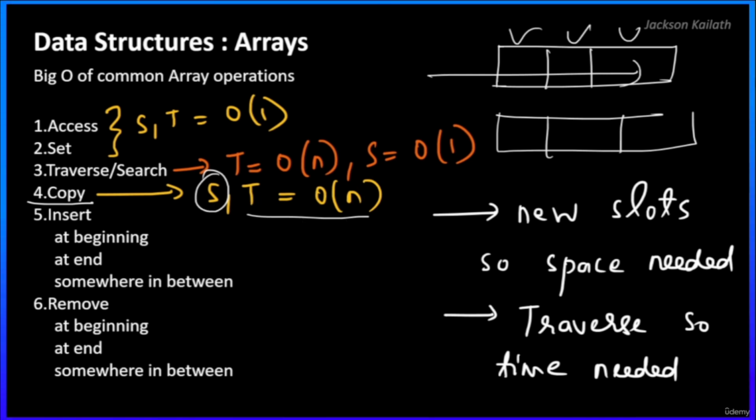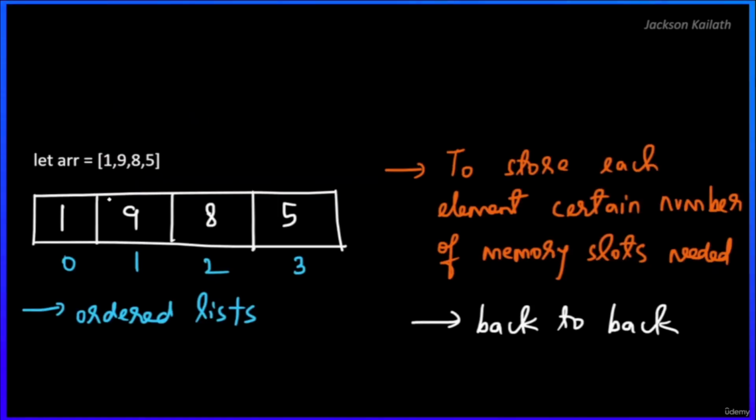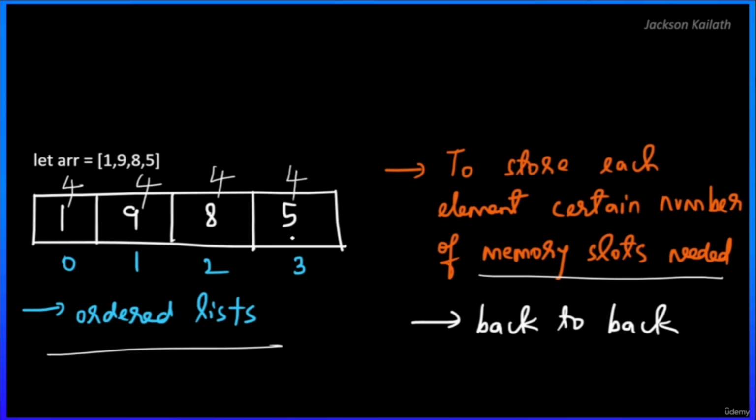Now let's proceed. Before we go ahead and look at inserting elements into an array at different positions, let's take a quick look at how an array is stored in memory. Now let's say this is the array which is given to us again, and we know an array is an ordered list. So we have 0, 1, 2 and 3 as the indices for this array. Now to store each element, a certain number of memory slots will be needed. Let's say we need 4 memory slots over here, 4 memory slots over here, 4 memory slots to store this 8 and 4 memory slots to store this 5. Again, we are not going into greater detail over here because that's not required with respect to coding interviews.